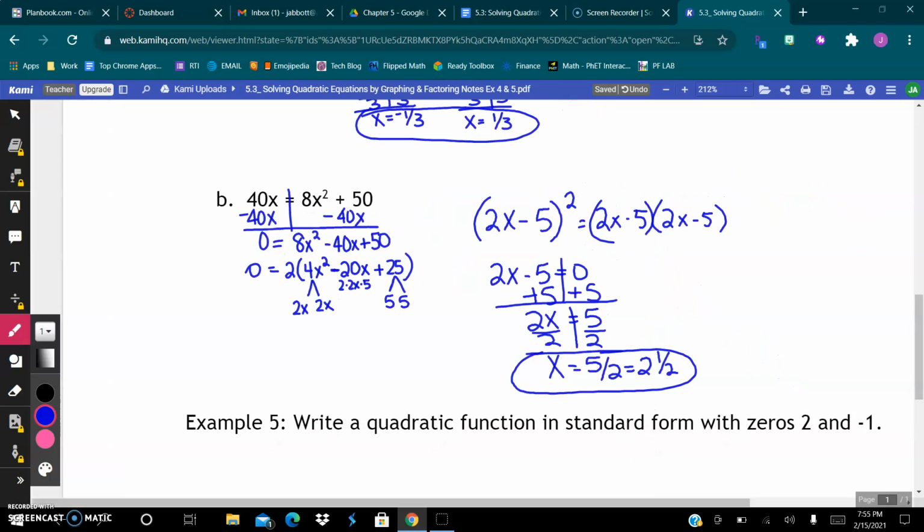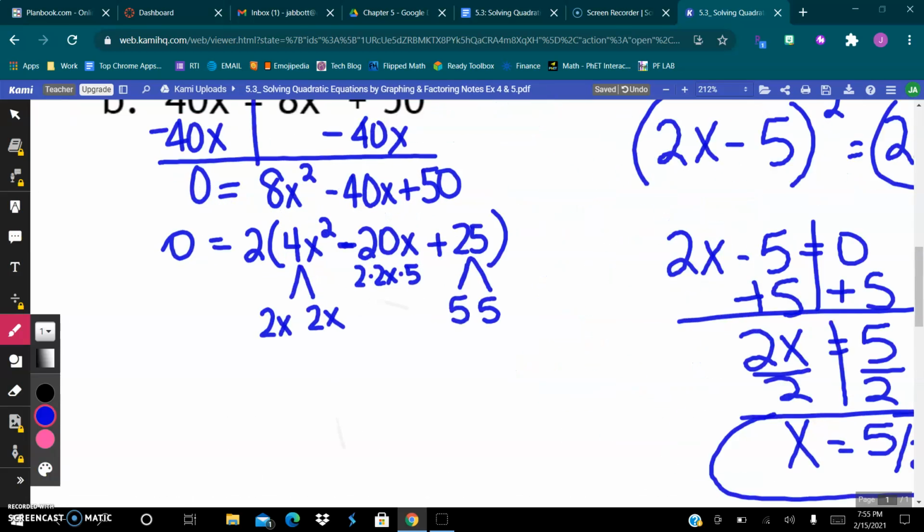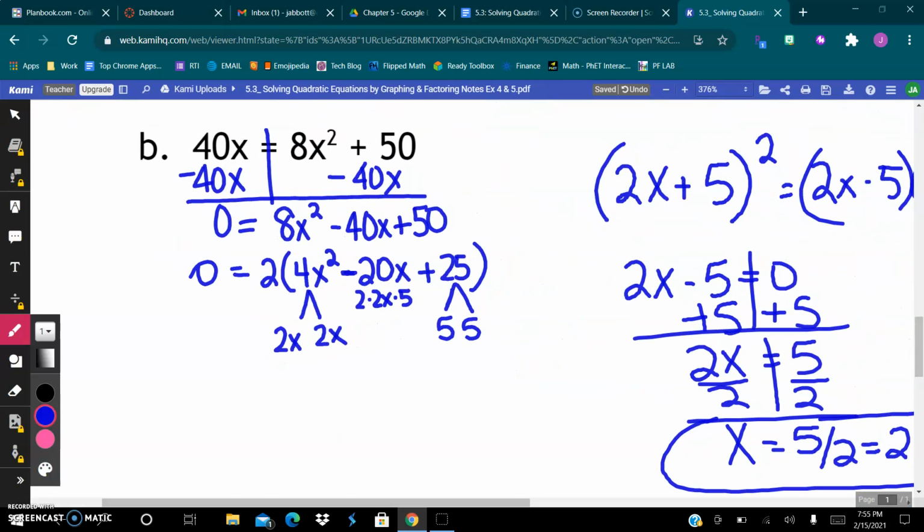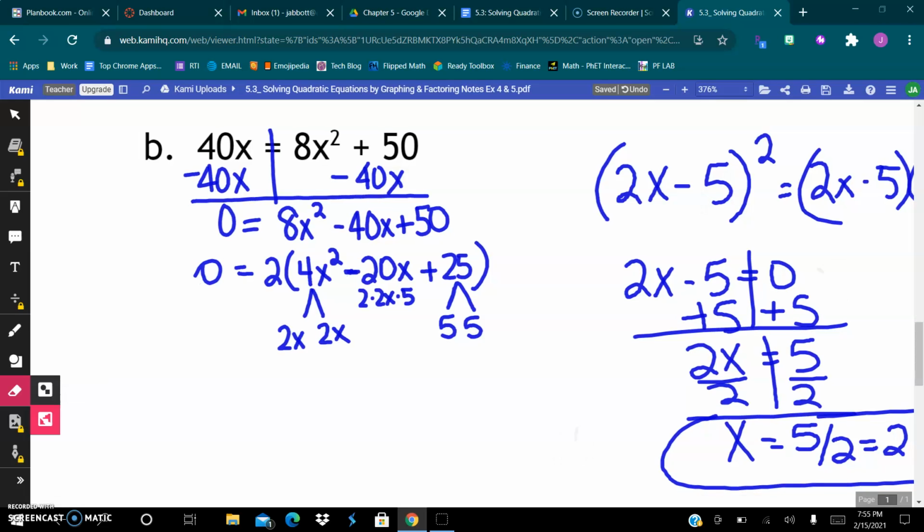Now, if that would have been a plus sign in front of that 20x over here, then this would have been a plus here, and then my answer would have come out as a negative. But that's the only difference between those two in the chart above.